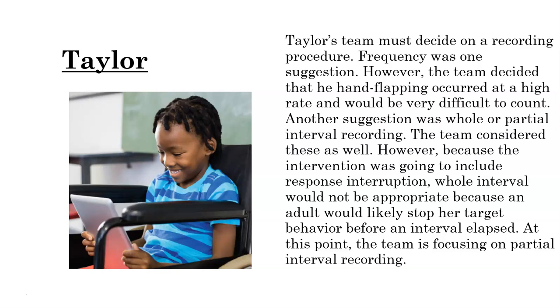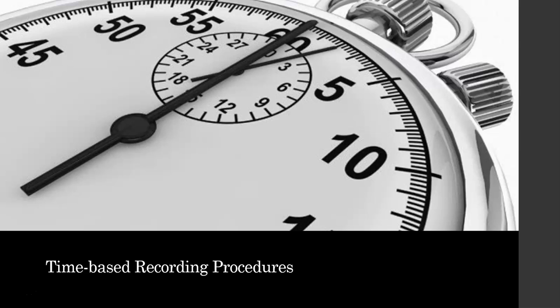Taylor's team must decide on a recording procedure. Frequency was one suggestion. However, the team decided that the hand flapping occurred at a high rate and would be very difficult to count. Another suggestion was whole or partial interval recording. The team considered these as well. However, because the intervention was going to include response interruption, whole interval would not be appropriate because an adult would likely stop her target behavior before an interval elapsed. At this point, the team was focusing on partial interval recording.